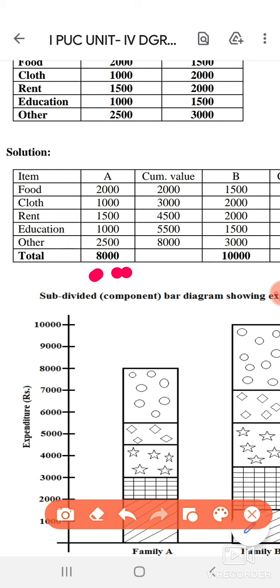The expenditure of family A can be written in the form of cumulative values. That is, how to find out the cumulative values here. See, first write down 2000 as it is, then 2000 plus 1000 we will get 3000, then 2000 plus 1000 plus 1500 we will get 4500, then 2000 plus 1000 plus 1500 plus 1000 we will get 5500, then 2000 plus 1000 plus 1500 plus 1000 plus 2500 we will get 8000. So are you getting here?